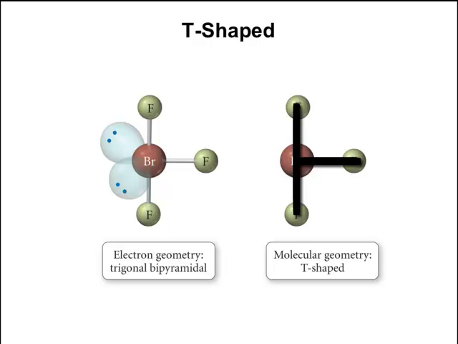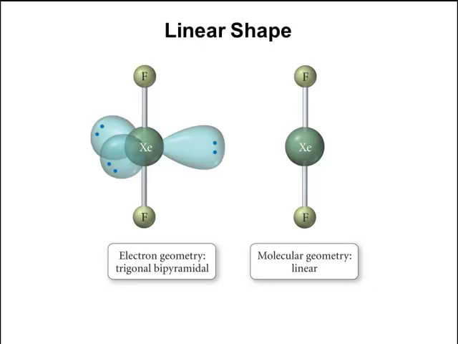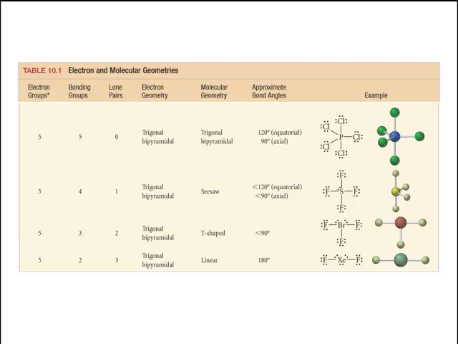Okay, if I go to 3 lone pairs, then it just becomes linear. But this linear is going to be different than the original linear because this is starting with electron geometry of trigonal bipyramidal. Its molecular geometry is linear. Okay, bond angles are going to be the same, but you need to distinguish these because this particular linear molecular geometry is going to have 3 lone pairs on it. Okay, then a table just to summarize those.